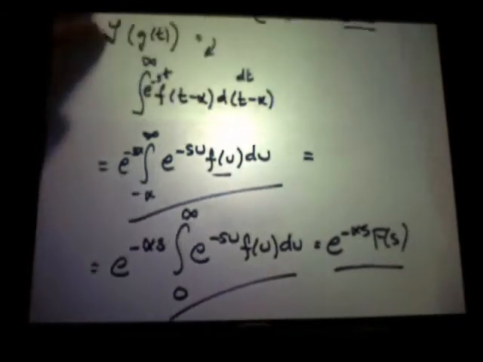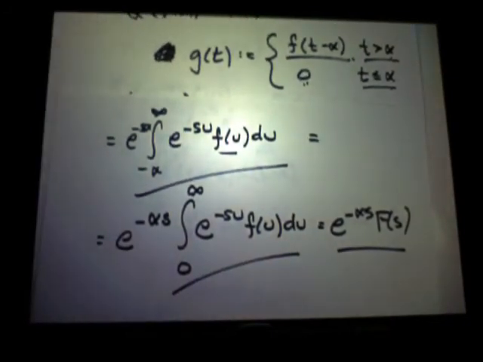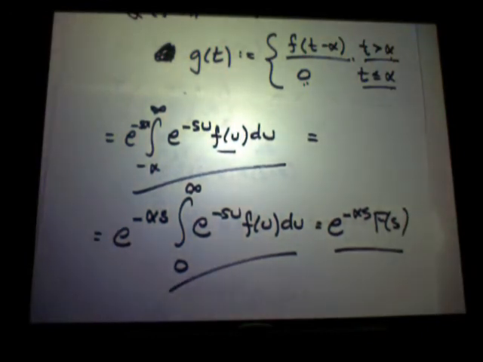So if I have this situation where the function g of t is 0 up to some point on the x-axis and then starts doing its thing, I can multiply by e to the minus the point at which it stops being 0 times s times the transform of the whole thing. So that's called the second translation or shifting property. Okay. What's the name of that again? The second translation.